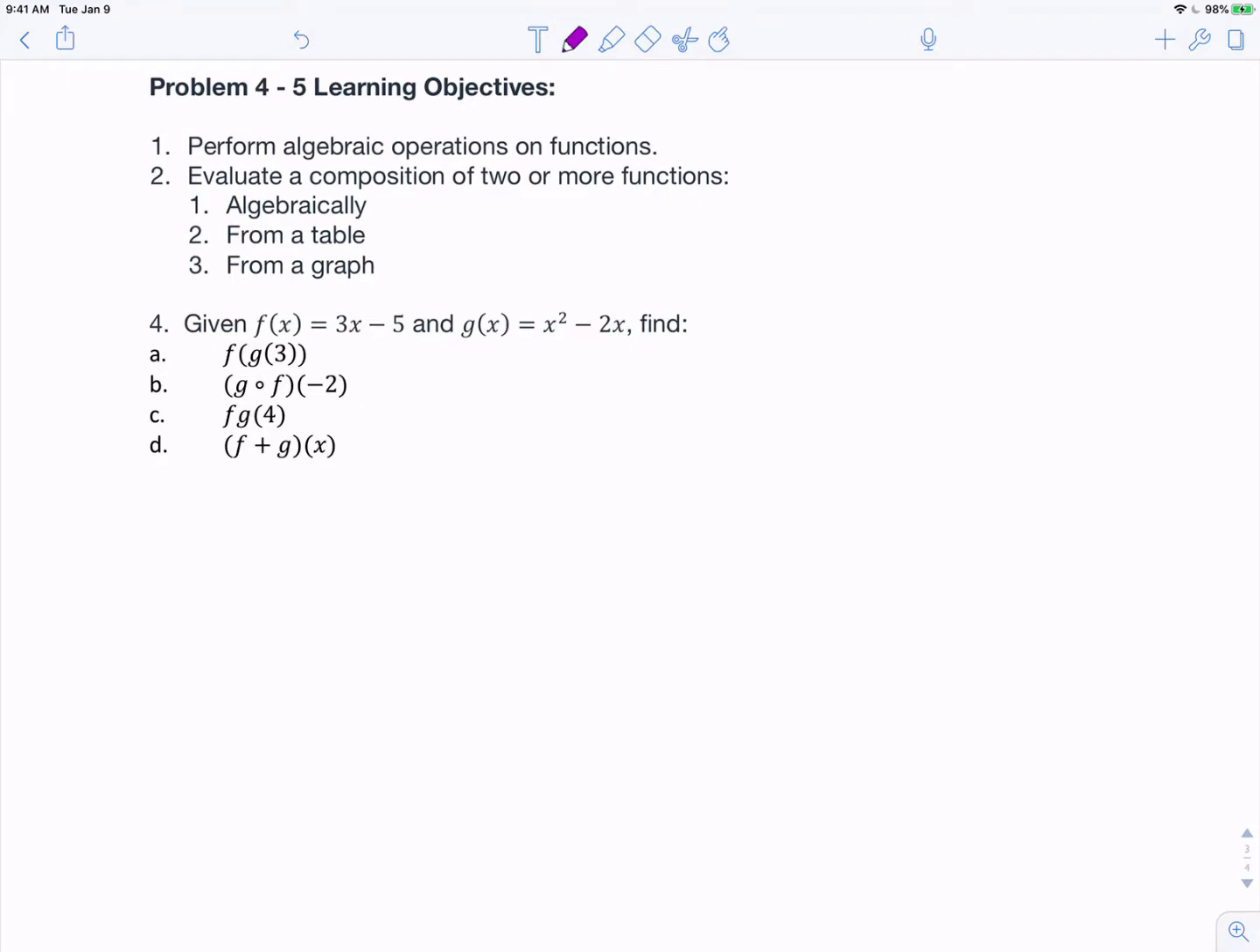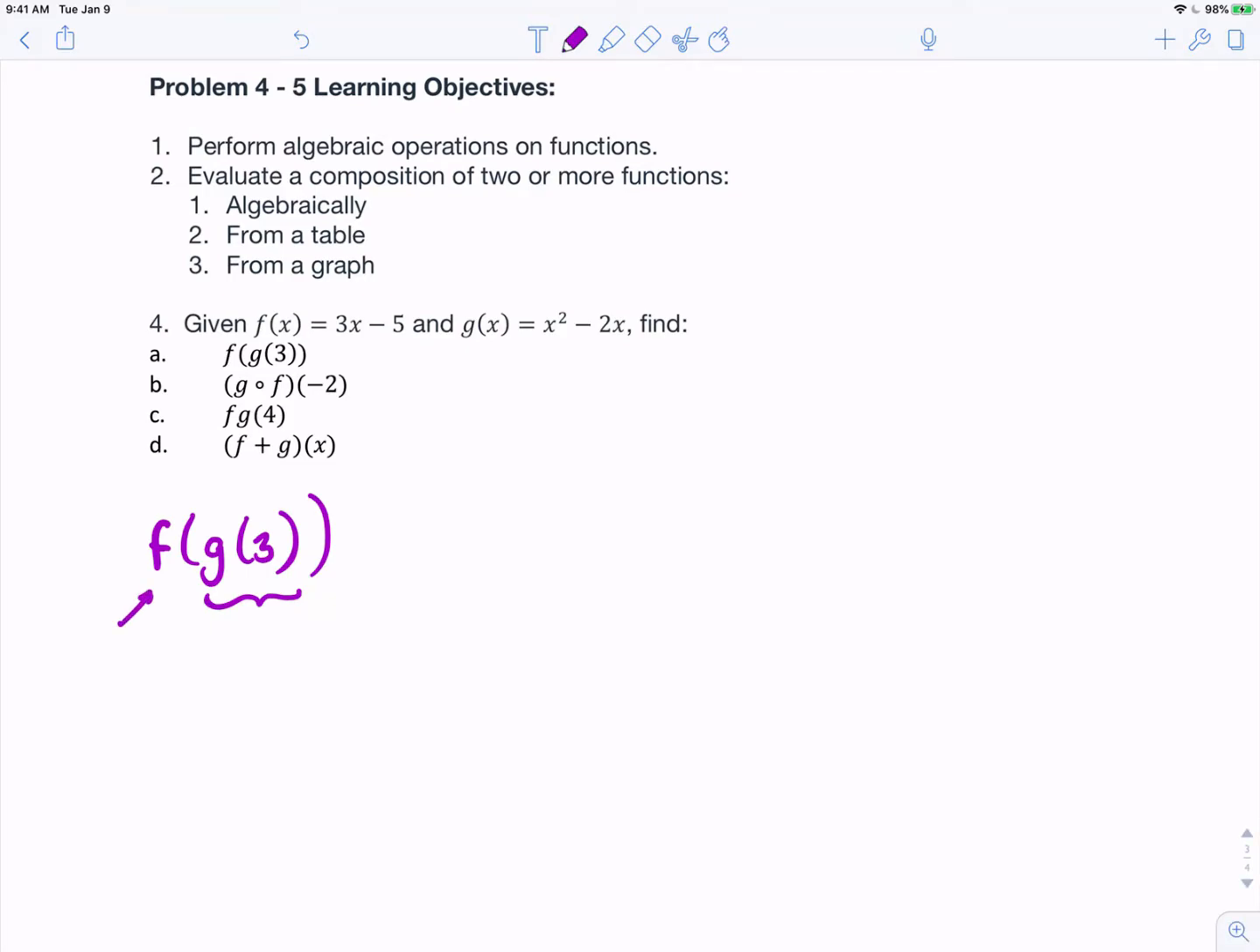And now for the second part of our problem set. Given f of x is equal to 3x minus 5 and g of x is equal to x squared minus 2x, find. And the first thing we're asked to find is f of g of 3. So if we want to find f of g of 3, what's really important is to know the order of the functions that you're applying. So when it's written in parentheses form like this, the first thing we're going to find is g of 3. We're going to take that answer and we're going to plug it in to f.